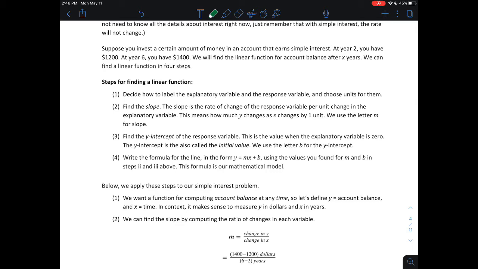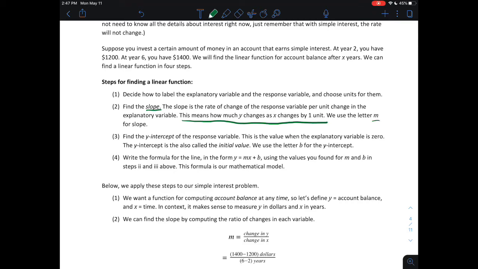Number 2, find the slope. The slope is the rate of change of the response variable per unit change in the explanatory variable. This means how much y changes as x changes by 1 unit. And I want us to remember that. The slope means how much y changes as x changes by 1 unit. We use the letter m for slope.